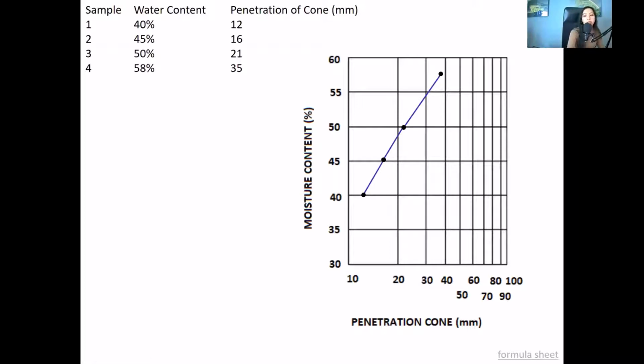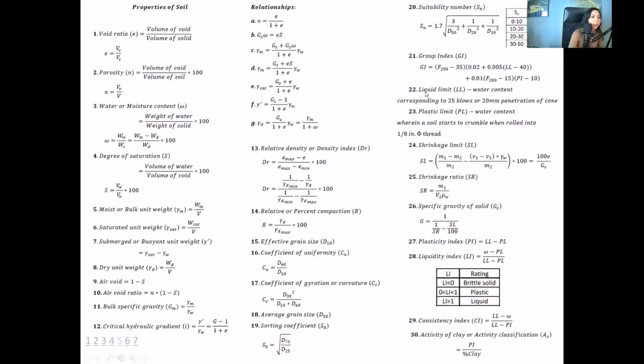Alright? Ngayon, ang sabi sa formula sheet, item number 22. Yung liquid limit ko daw, yung water content corresponding to 25 blows or 20 mm penetration of cone. Okay? So, either number of blows ka or nandun ka sa penetration depth ng cone.